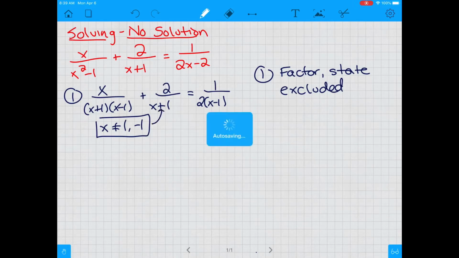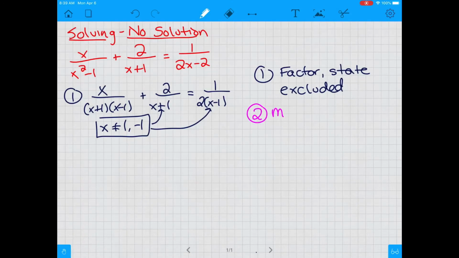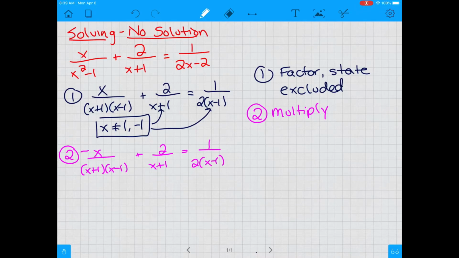Remember, those come straight out of what makes a denominator 0. So now my step 2, we'll do this maybe in pink here. Step 2 is going to be to multiply. So for my step 2, let me recopy this so we have some more room here. Now remember, you're going to multiply by all of the unique factors in your denominators. So one unique factor is the 2. One unique factor is the x plus 1. One unique factor is the x minus 1.